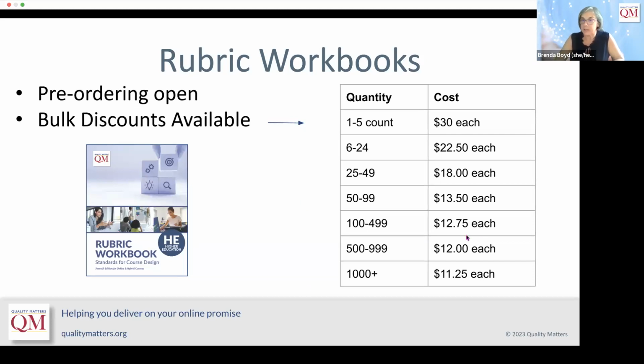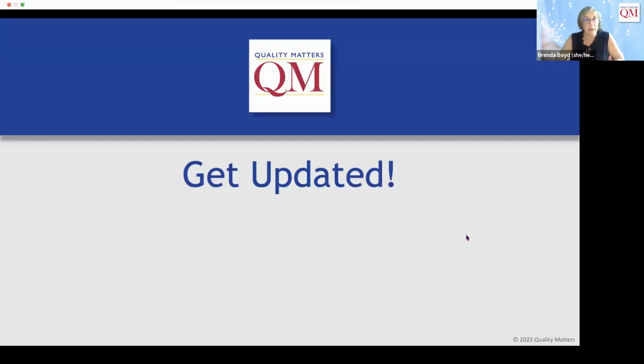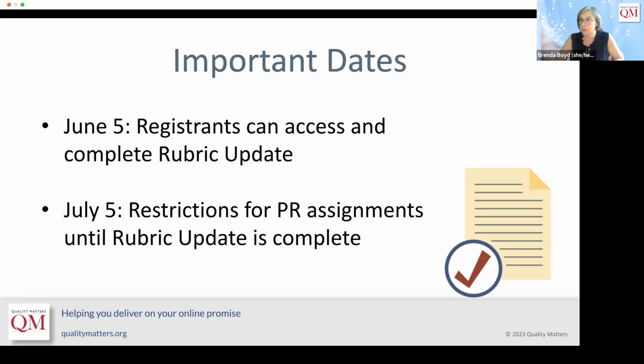So, okay, how do you get ready? You've got to get updated. You all know the 6th edition, and you're ready to find out what's going on with this 7th edition. The rubric update is now open. We open it 1 month before we release the rubric. You're probably wondering why we would do that. Well, we need reviewers ready to go on July 5th to participate in those course reviews.